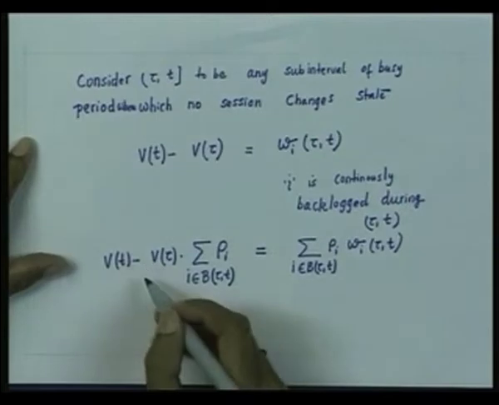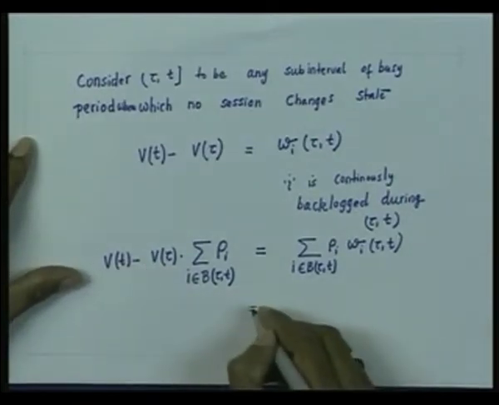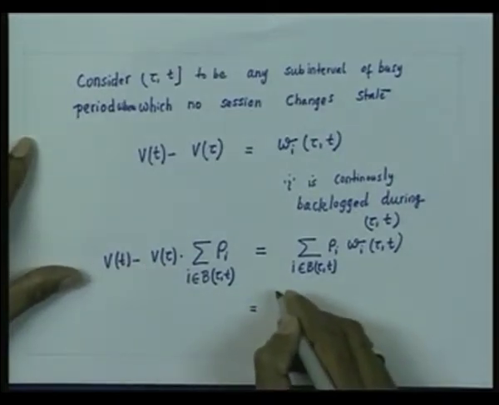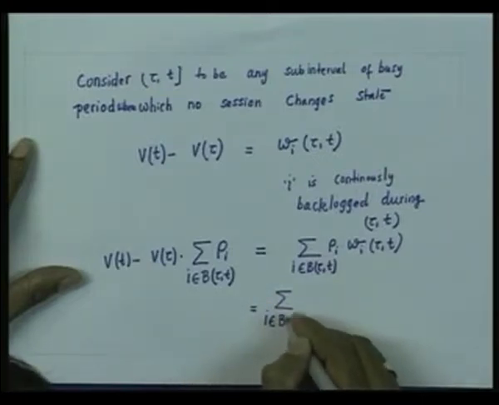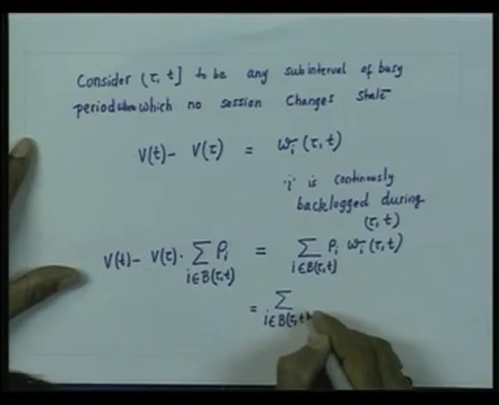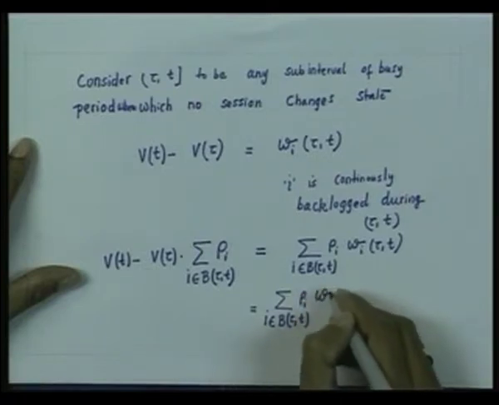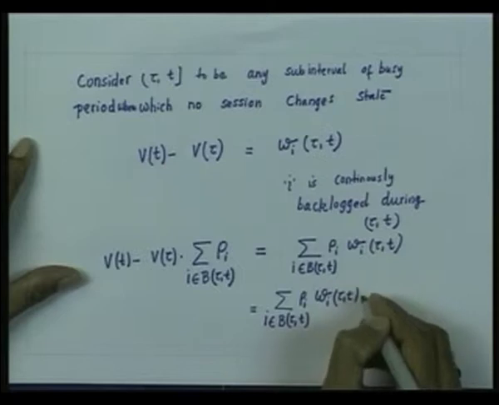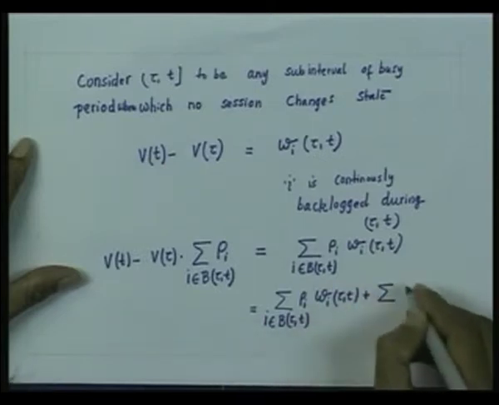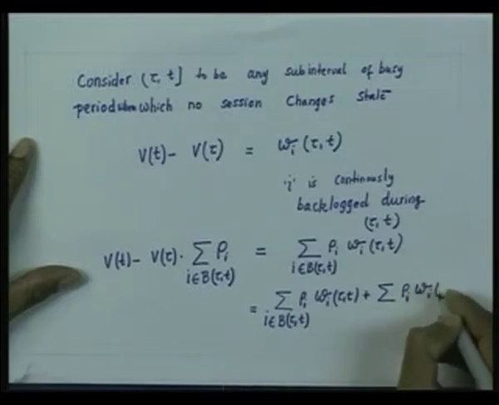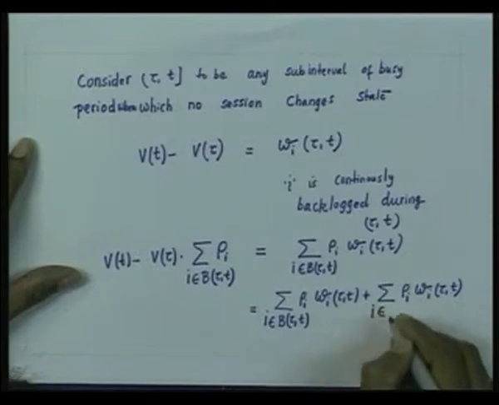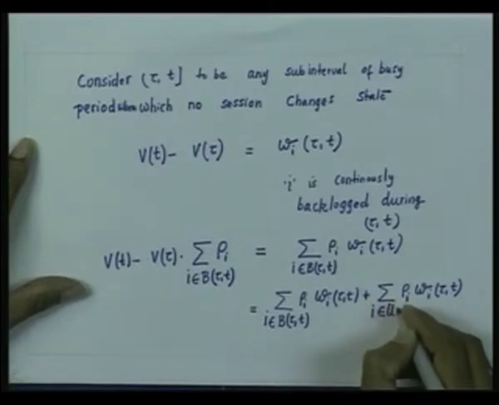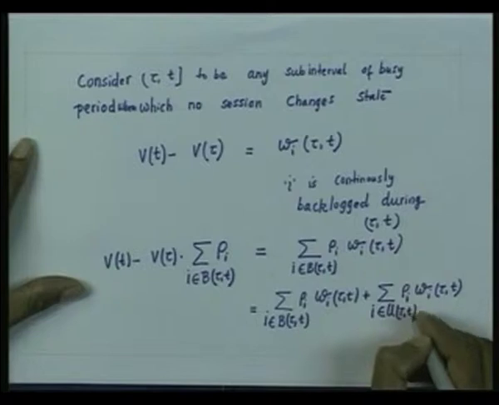If that is so, then we can also write this as equal to the sum over i belonging to the set of all sessions which are backlogged, ρ_i w_i(τ, t), plus the sum over ρ_i w_i(τ, t) over all sessions which are absent or non-backlogged during the interval τ to t.